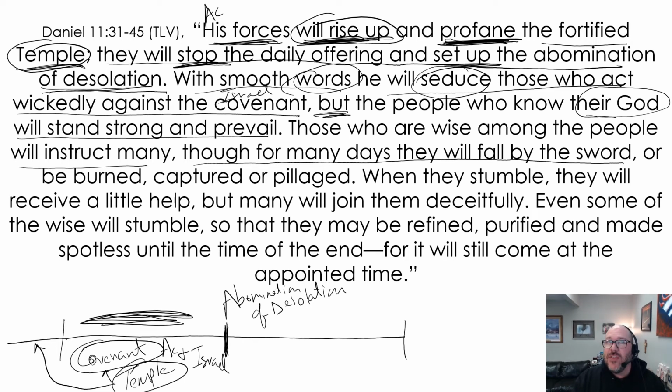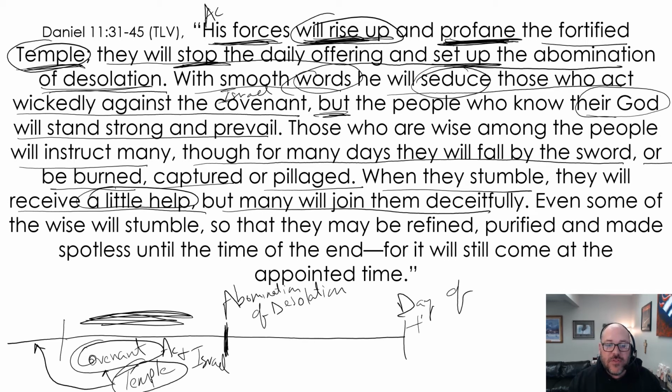Again, this was foreshadowed in Antiochus Epiphanes and during his time. Not only will they fall by the sword, they will be burned, captured, or pillaged. When they stumble, they will receive a little help. So there are a handful of people in the world that will still help them, but many will join them deceitfully. Even some of the wise will stumble, so that they may be refined, purified, and made spotless until the time of the end, for it will still come at the appointed time. So all of these events will not stop God's timetable. The end, the day of the Lord, will still come.